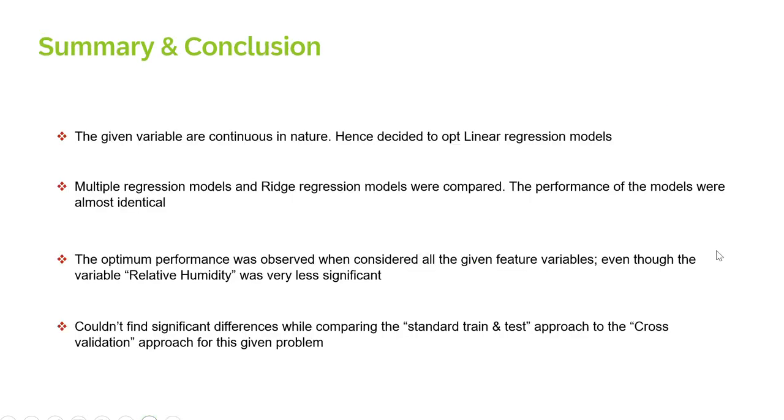To summarize and conclude, the given variables were continuous in nature, hence decided to opt for the linear regression models. Multiple regression models and ridge regression models were compared. These were the two models taken for comparison. The performance of the models was almost identical. That's how it was observed. The optimum performance was observed when considering all the given features, even though the variable relative humidity was very, very less significant, but then the best performance was when considering all the given features.